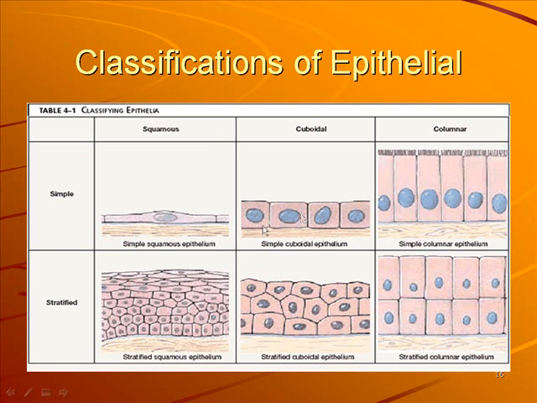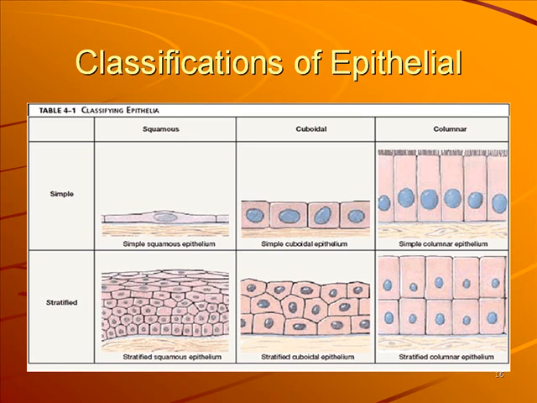Cuboidal, shaped like a cube. Centrally lying nucleus, typically one single layer, simple cuboidal epithelium. And then stratified cuboidal epithelium, you see cuboidal cells stacked on top of each other. Simple columnar epithelial, one tall columnar cell built like a column. That's where the name comes from. Stratified columnar epithelial cells are basically stacked on top of each other.